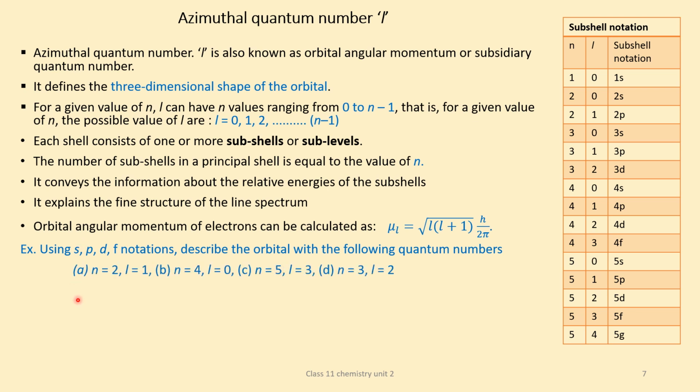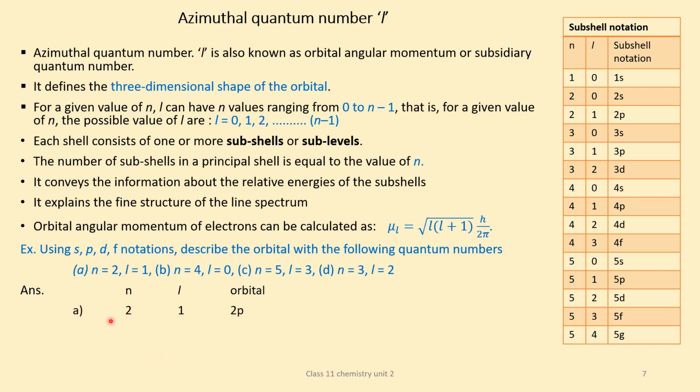Question A: n is equal to 2, L is equal to 1. Part B is n is equal to 4, L is equal to 0. Part C is n is equal to 5, L is equal to 3. And part D is n is equal to 3, L is equal to 2. So let us give answers.